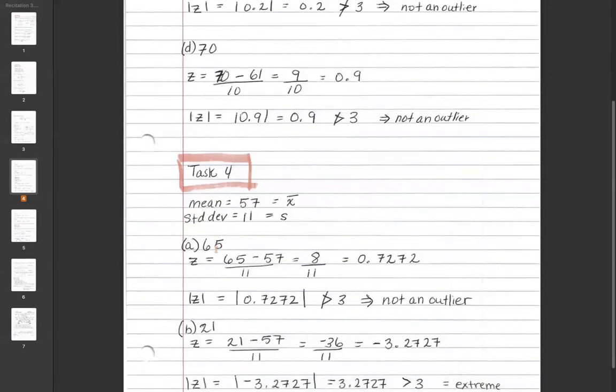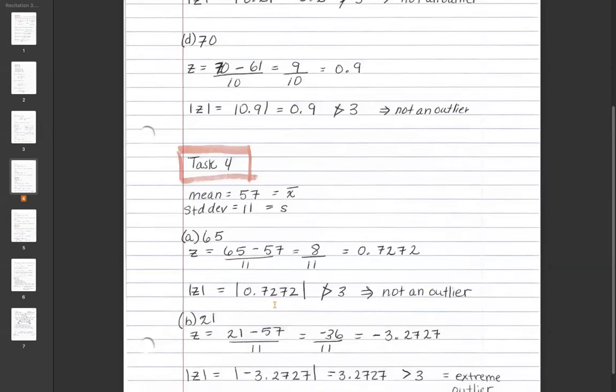And so let's see, the z-score for 65. So 65 minus the mean, which now is 57, divided by the standard deviation, which is 11, is going to give us 0.7272 repeating. And the absolute value of that is 0.7272, and that's not greater than 3, so we do not have an outlier. So 65 is not an outlier.